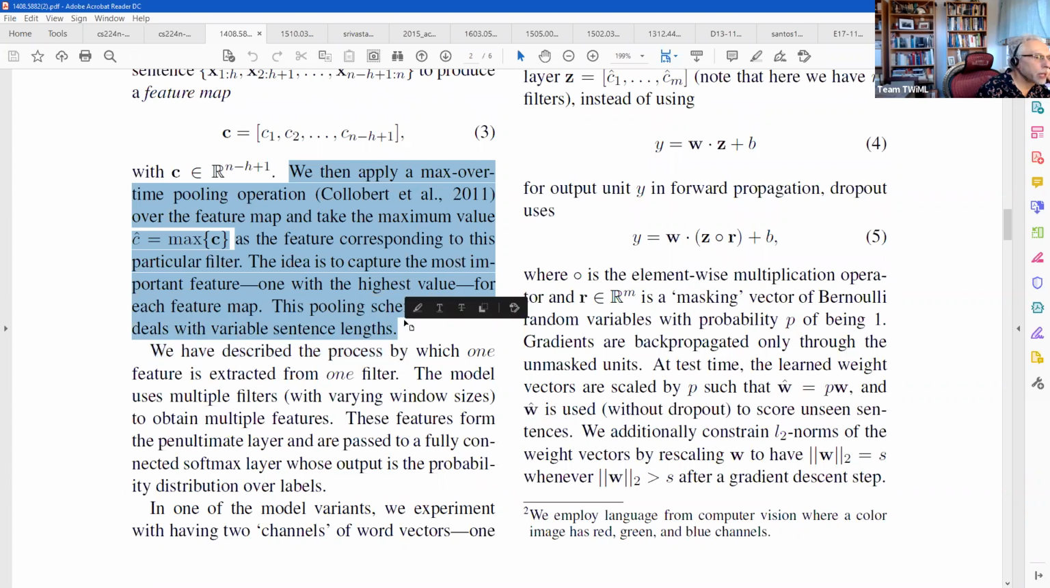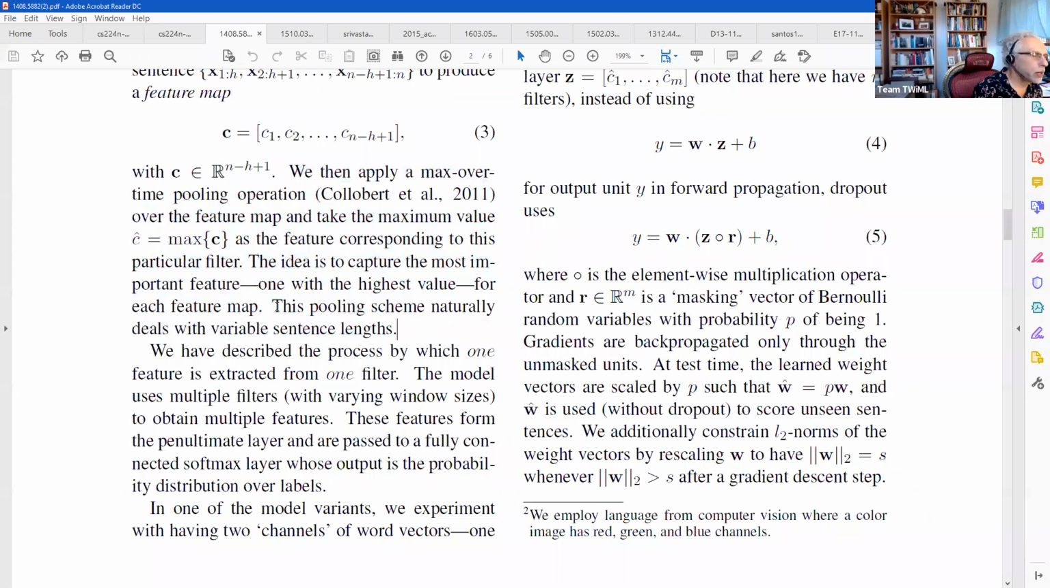Okay, so he basically explains what the pooling layer is doing. It's capturing the maximum value of that feature map. Maximum value, and then you define a new feature corresponding to that maximum value. Maximum value of the feature corresponding to this particular filter. The idea is to capture the most important feature, the one with the highest value. So that's really easy to understand, right? You're just looking for the most important feature.